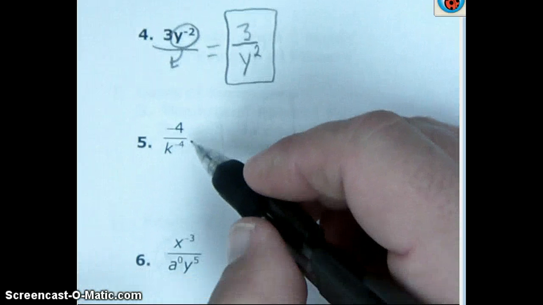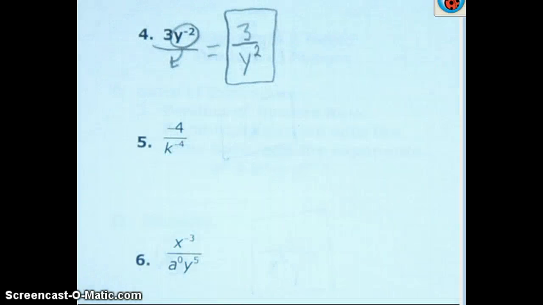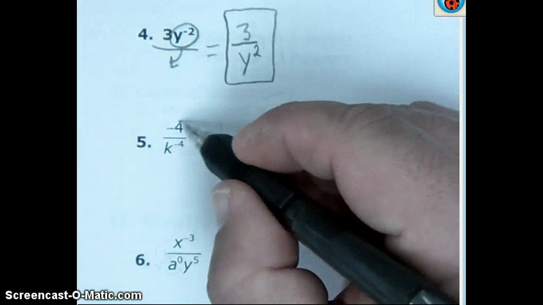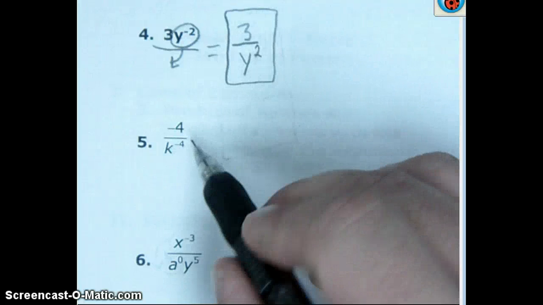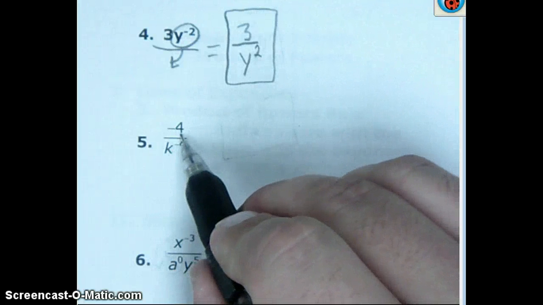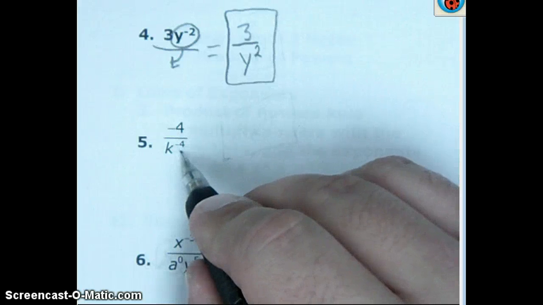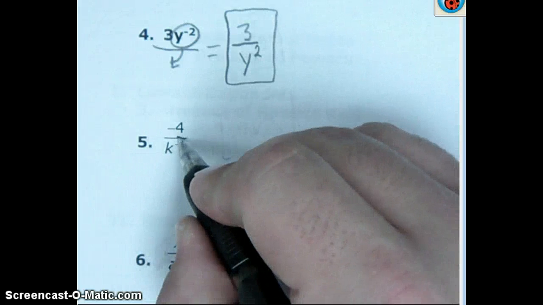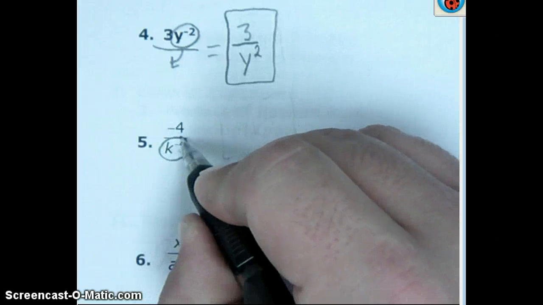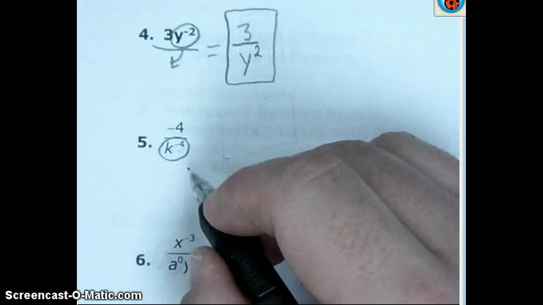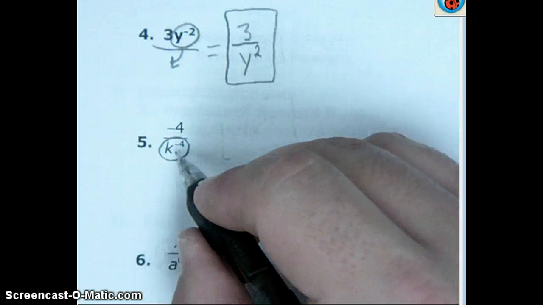Question number 5 has negative 4 over k to the negative 4 power. Now I know some of you are thinking right now, hey coach, there's a negative 4 and he's a bad kid, but is this negative 4 right here the exponent? Or is this negative 4 the exponent? This negative 4 right here is the exponent. That is your negative kid. That's your bad kid. And he's being bad in the basement.